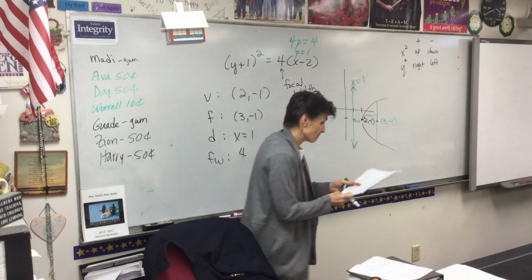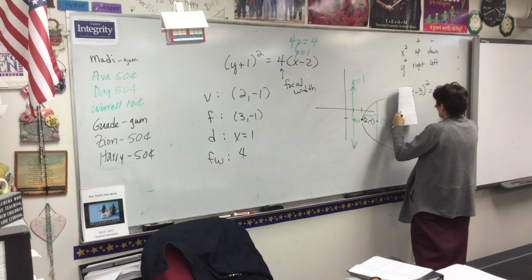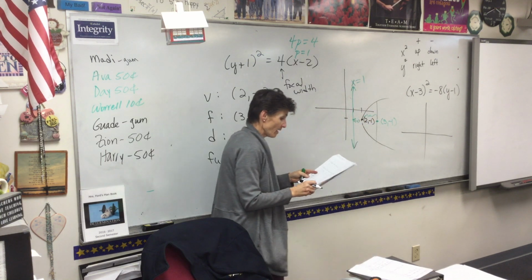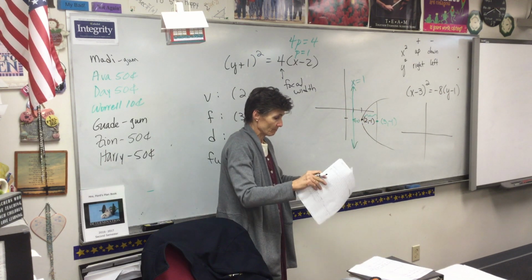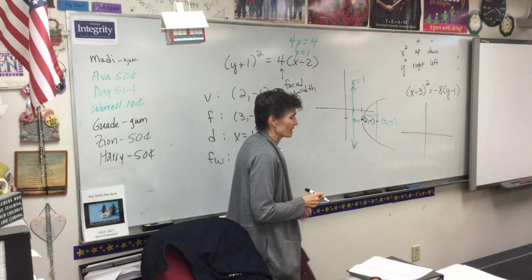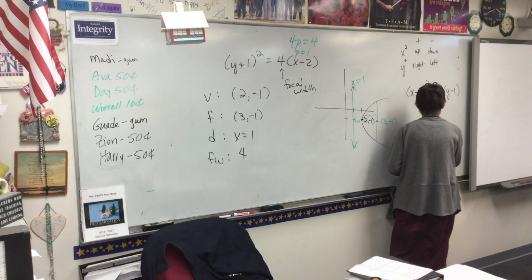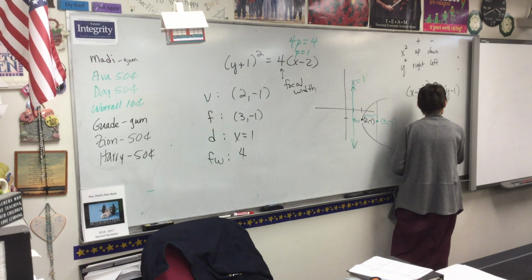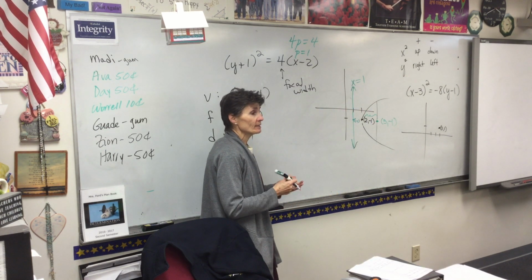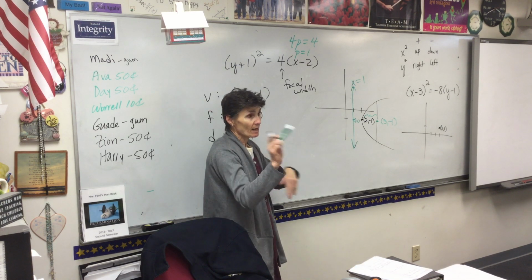All right, let's try the next one. Same thing. Okay, so we're going to find our focus. No, first we're going to find our vertex. Sorry. Where's our vertex? 3, 1. Very good. Everybody get 3, 1 for your vertex. Look at the parentheses. Do the opposite, just like you do for a circle. Make sure it's x, y.